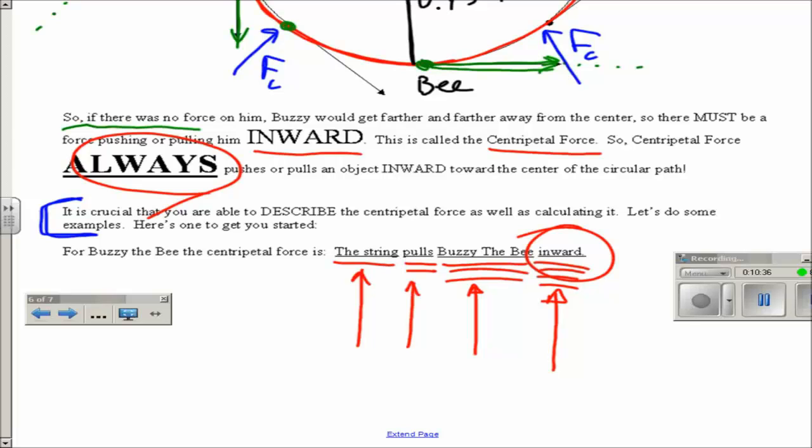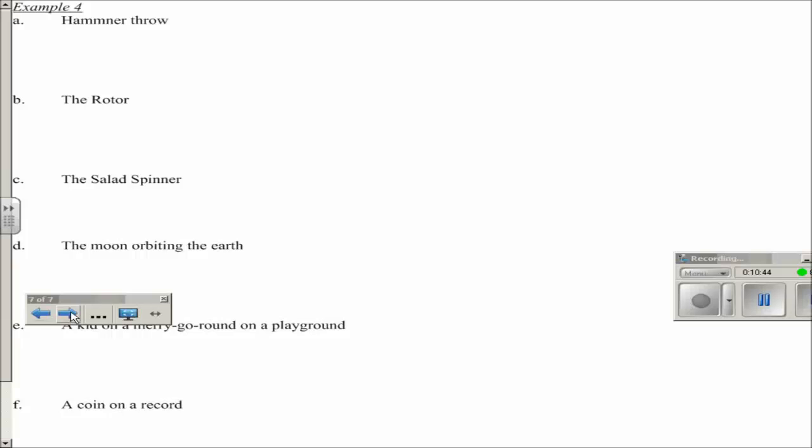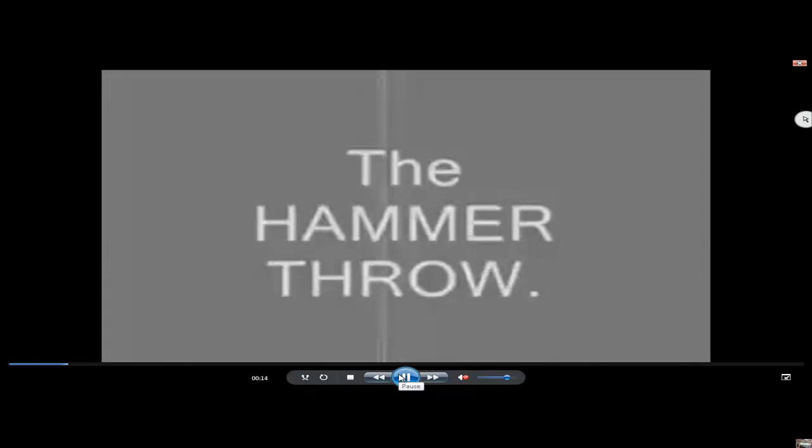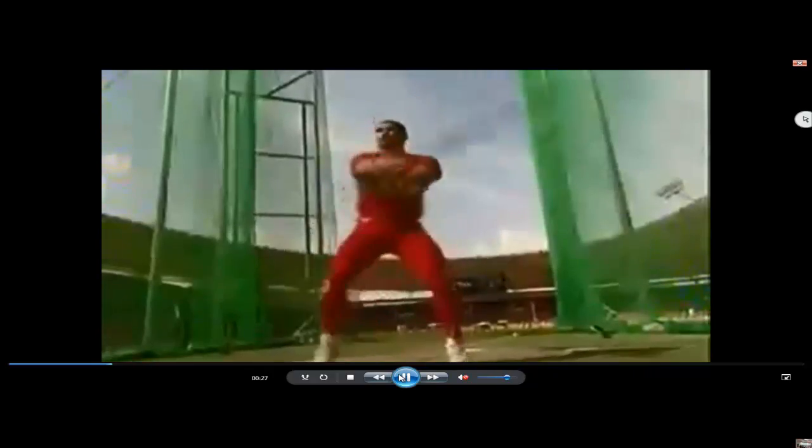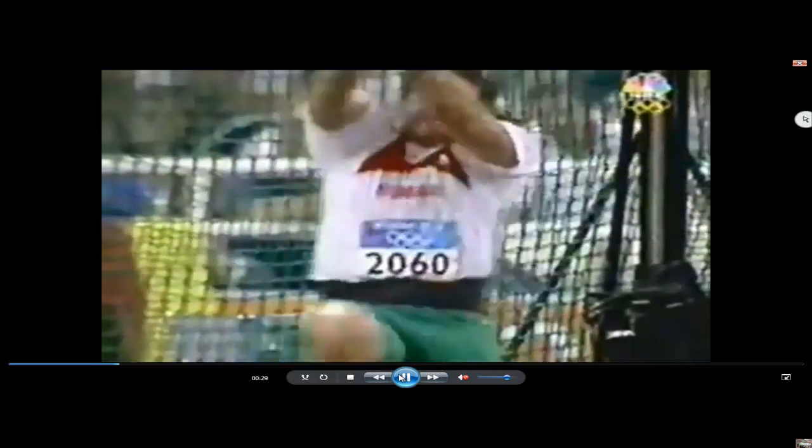So, this is a little bit tough to see because when I'm spinning the bee around, you can't really see me pulling him inwards. You can't see me pulling on the string. So we're going to do some examples. I love this first example. All right, it's called the hammer throw. Okay, so the hammer throw, this originally was an old Olympic sport, right? And they would take literally a giant, Thor-like hammer at the end of a chain, and they'd spin it around and try to throw it as far as they could.